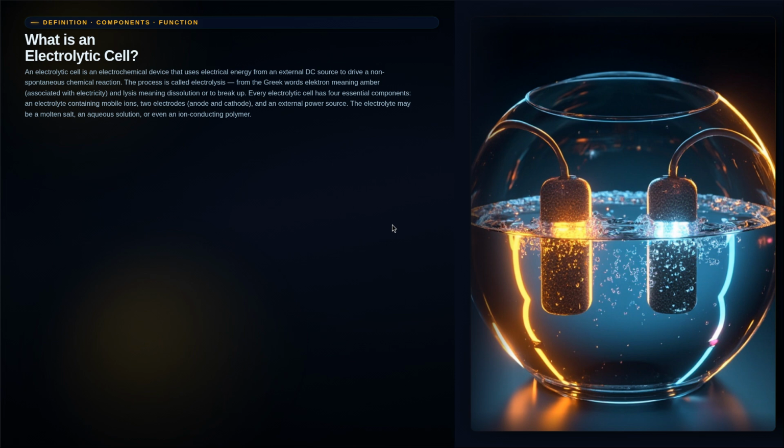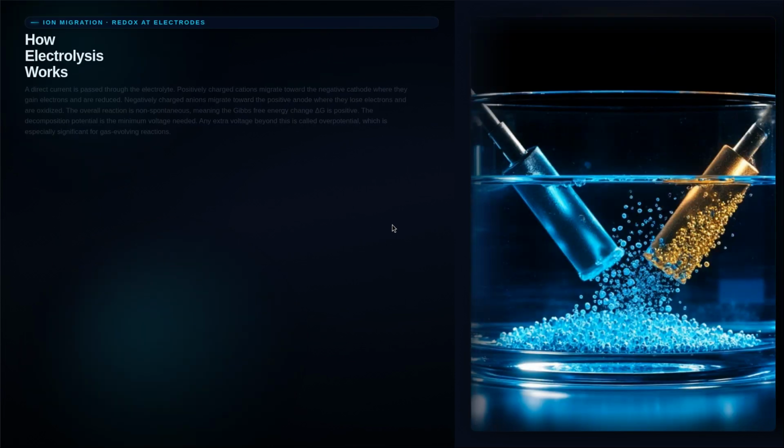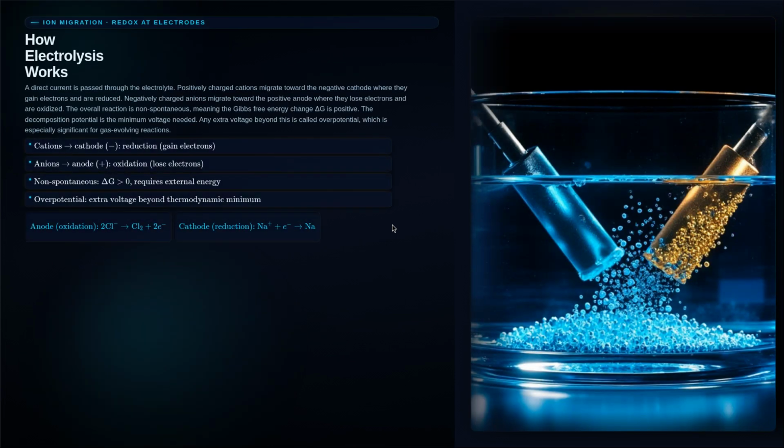Every electrolytic cell has 4 essential components: an electrolyte containing mobile ions, 2 electrodes, anode and cathode, and an external power source. The electrolyte may be a molten salt, an aqueous solution, or even an ion-conducting polymer. A direct current is passed through the electrolyte. Positively charged cations migrate toward the negative cathode, where they gain electrons and are reduced. Negatively charged anions migrate toward the positive anode, where they lose electrons and are oxidized.